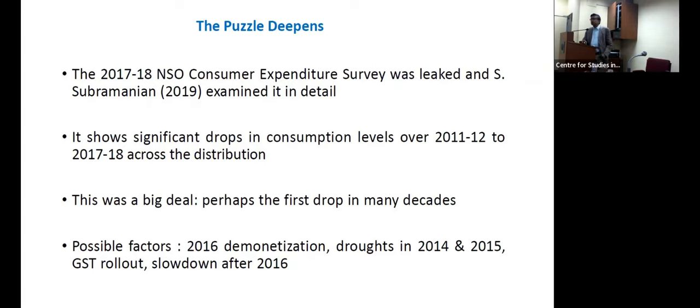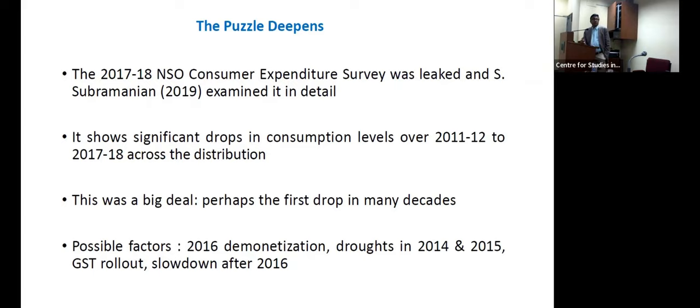In general, the distribution shifted to the left. That is bad news. In general, distributions do shift to the right, maybe not equally, maybe not very proportionally, but that's the general tendency with economic growth, that you would expect. So essentially what we found was there were significant drops in consumption levels across the distribution.